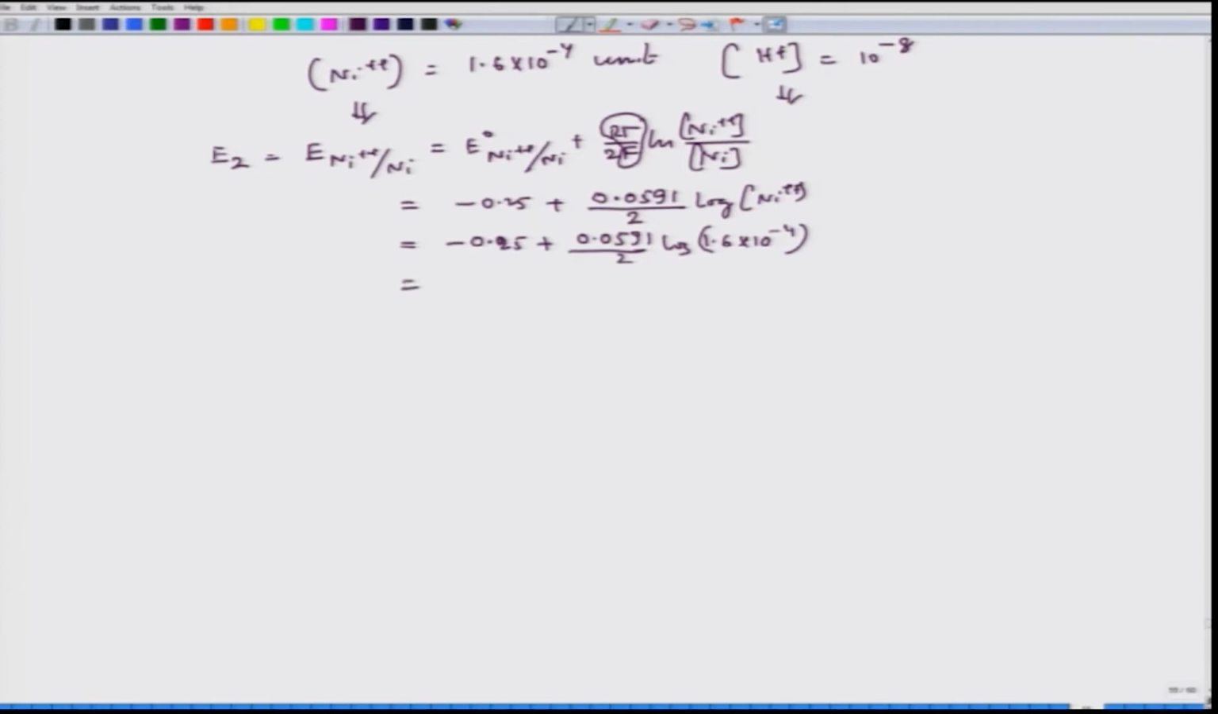So, we get the value. This becomes minus 0.25 minus 0.112 volt, equal to minus 0.362 volt. So, E2 is nothing but this much.